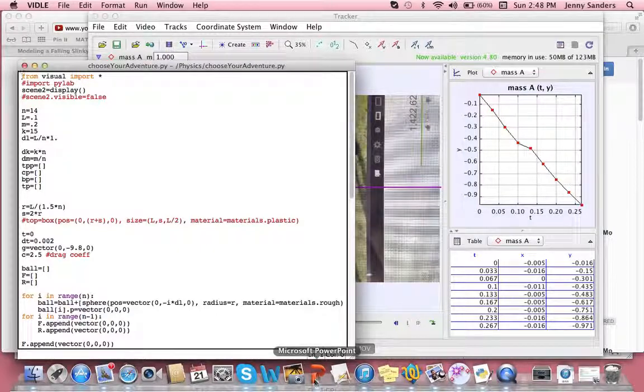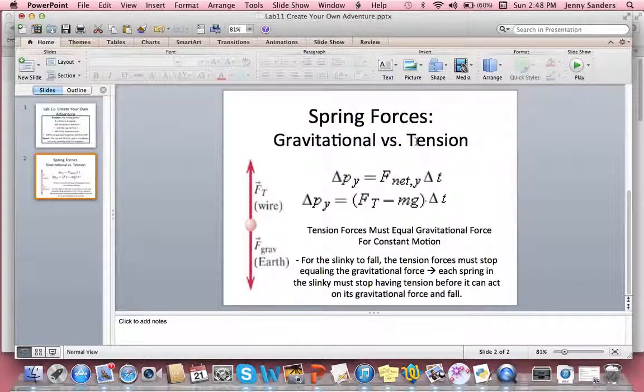Looking at the principle of it, you can see spring forces have gravitational and tension forces. According to the momentum principle, the change of momentum equals the net force times the change in time. And that net force equals the tension force minus the gravitational force. Gravitational force is the mass times 9.8, the constant. The force of tension is the force going upward in each spring, and the gravitational force is holding it down. So if you have constant motion where the spring's just sitting there, the force of tension is going to equal the gravitational force because it's not moving downward, it's just staying there.